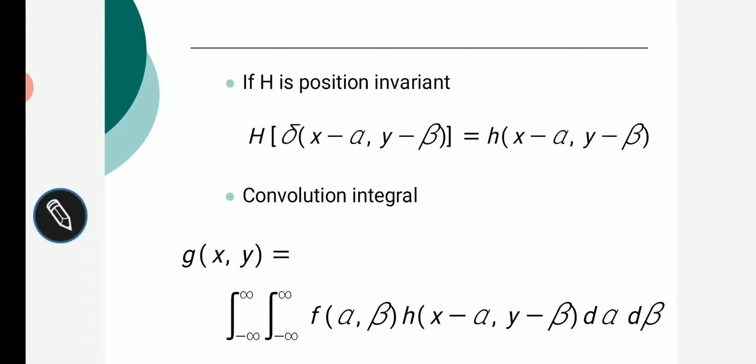Now let us see the convolution integral. So we know the convolution integral g(x,y) is the double integral from minus infinity to plus infinity of f(α,β) h(x−α, y−β) dα dβ.